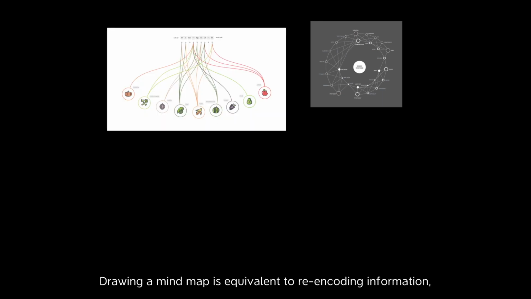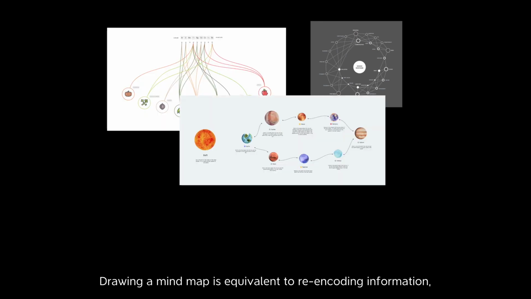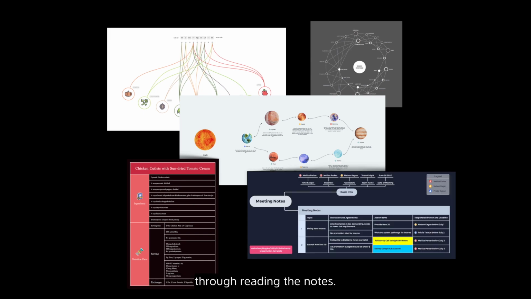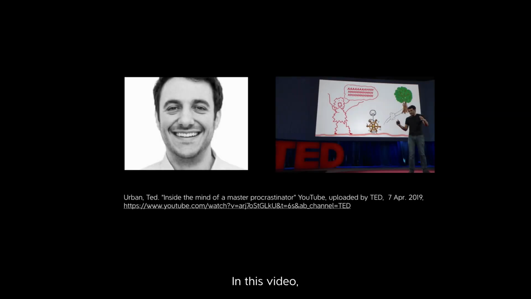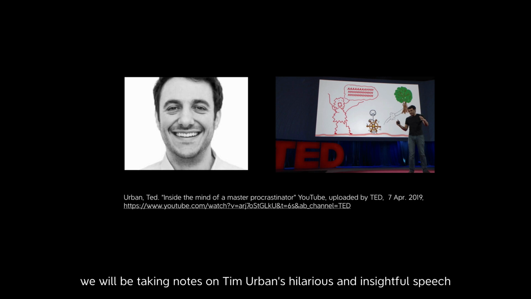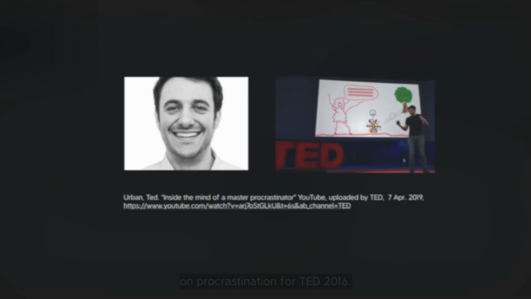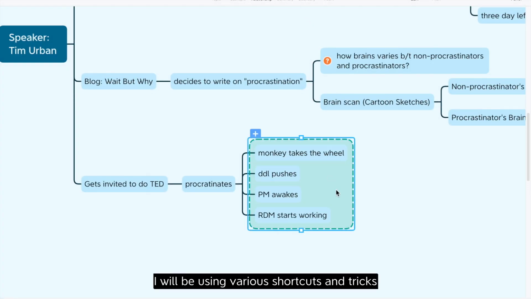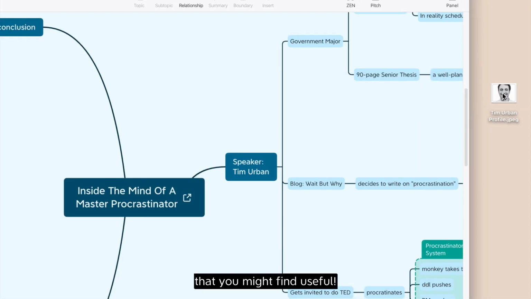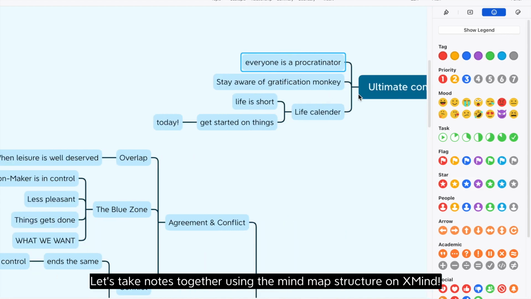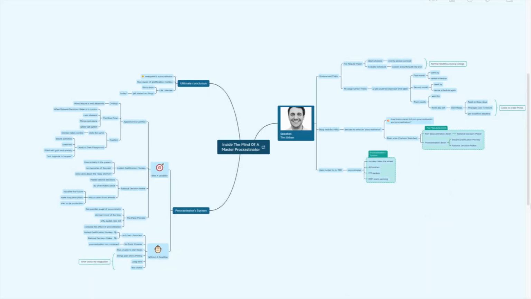Mind mapping is the deep processing of knowledge. Drawing a mind map is equivalent to re-encoding information, which is undoubtedly more conducive than memorizing through reading the notes. In this video, we'll be taking notes on Tim Urban's hilarious and insightful speech on procrastination for TED 2016. I will be using various shortcuts and tricks that you might find useful. Let's take notes together using the mind map structure on XMind.